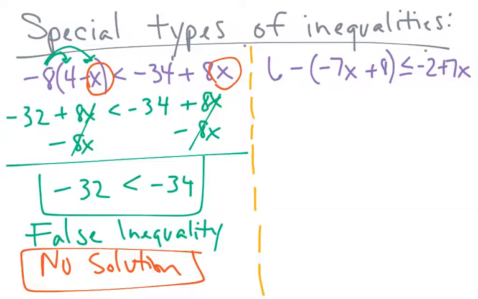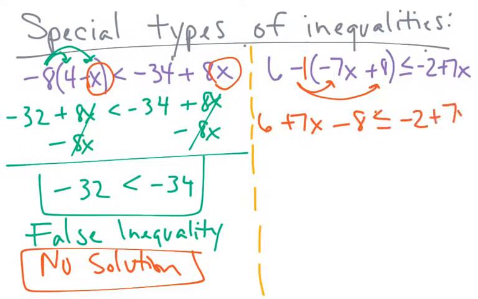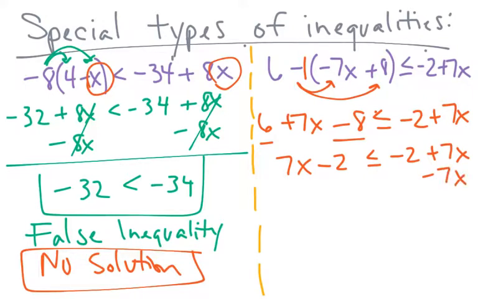Okay. In the second question here, you've got a negative 1 that you distribute. So you're left with 6 plus 7x minus 8 is less than or equal to negative 2 plus 7x. Again, I'm going to combine like terms first here. So 7x minus 2 is less than or equal to negative 2 plus 7x. And when I look to get the x's together, they cancel, leaving me with negative 2 is less than or equal to negative 2.